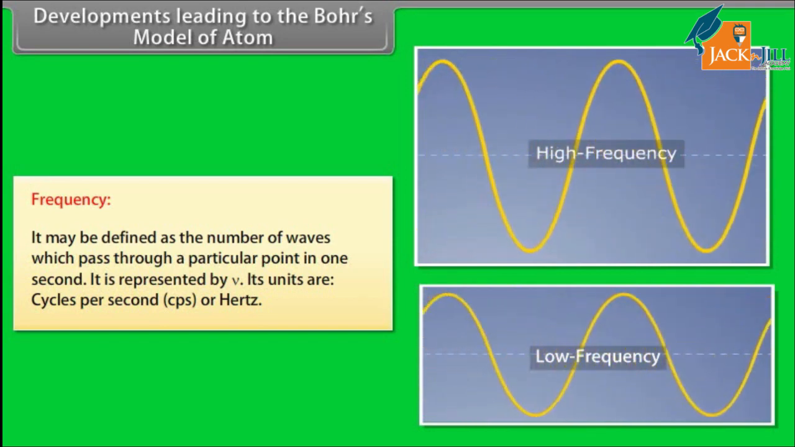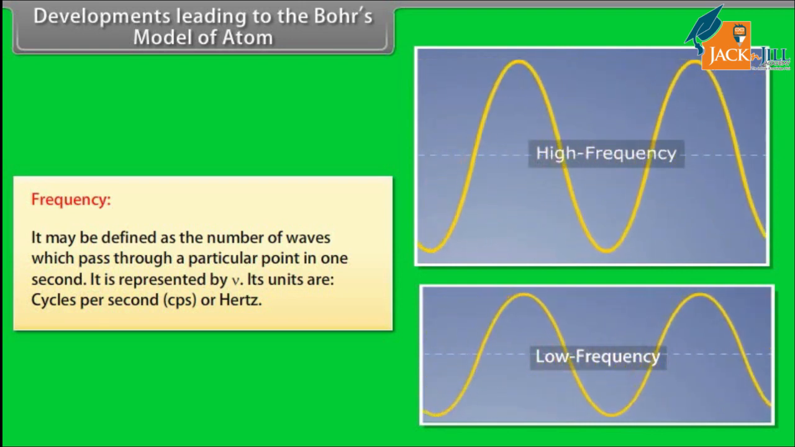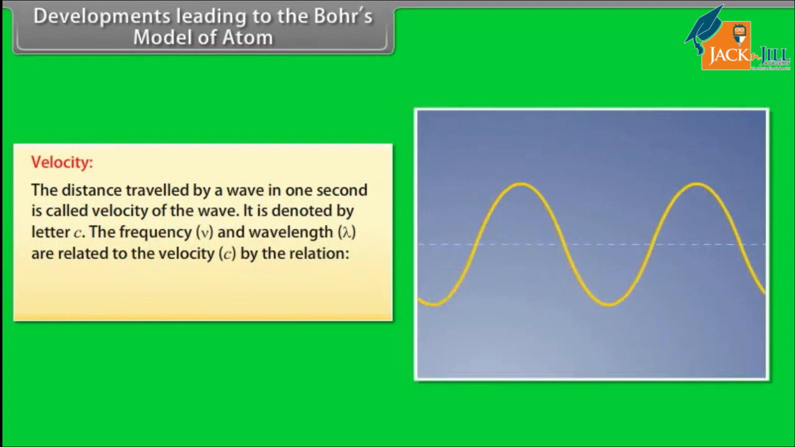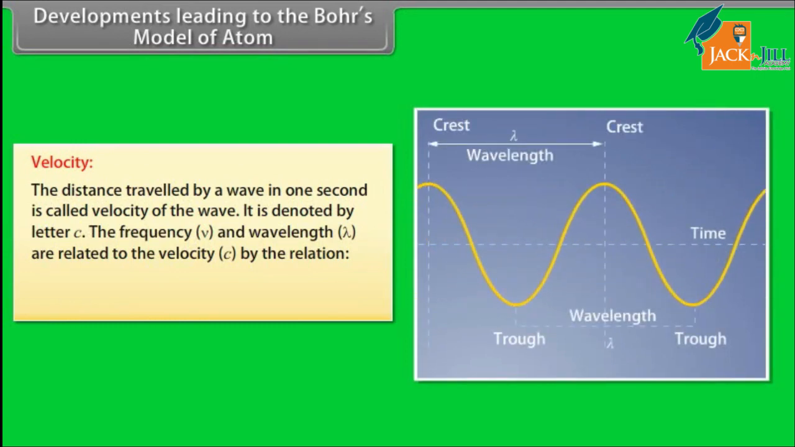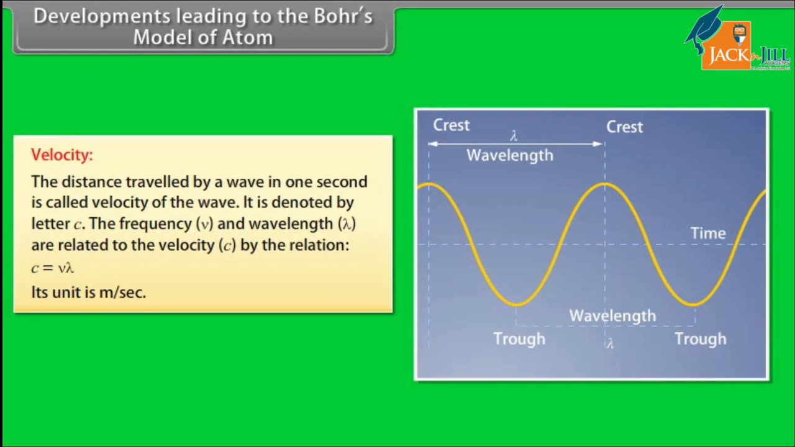It is represented by mu. Its units are cycles per second or hertz. Velocity: the distance travelled by a wave in 1 second is called the velocity of the wave. It is denoted by the letter c. The frequency and wavelength are related to the velocity c by the relation c = mu × lambda. Its unit is meter per second.